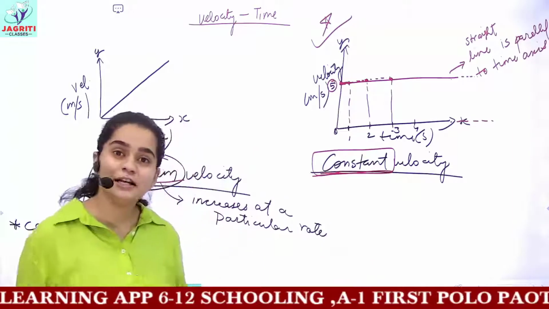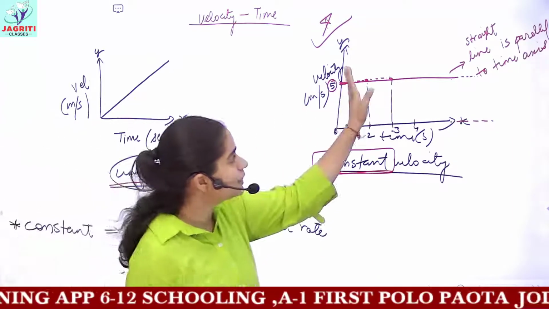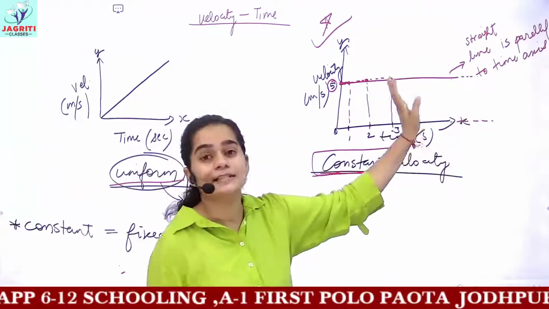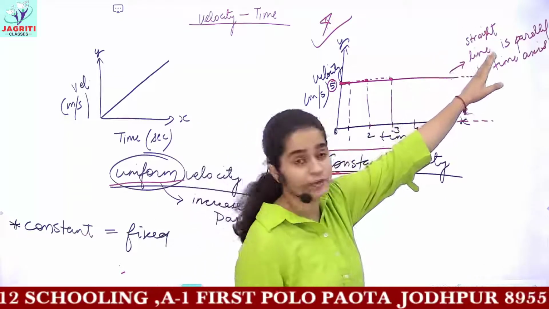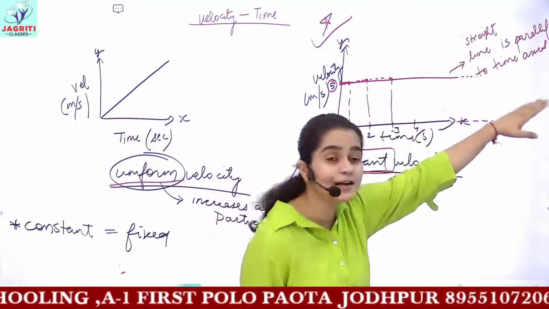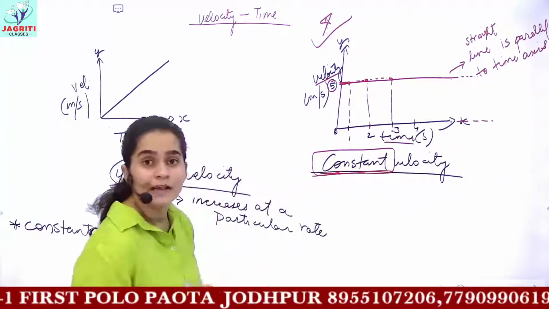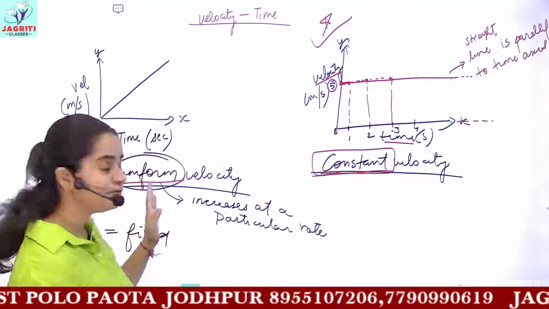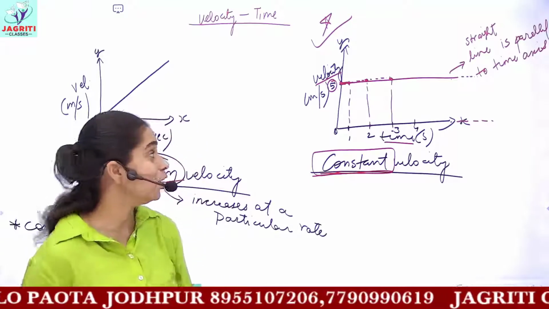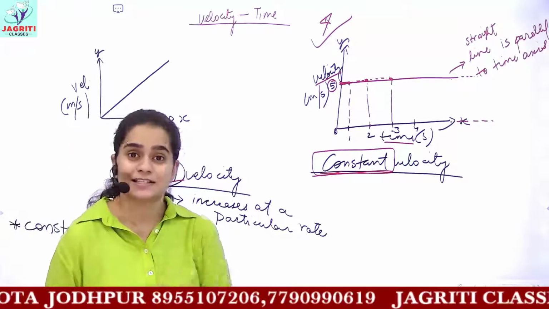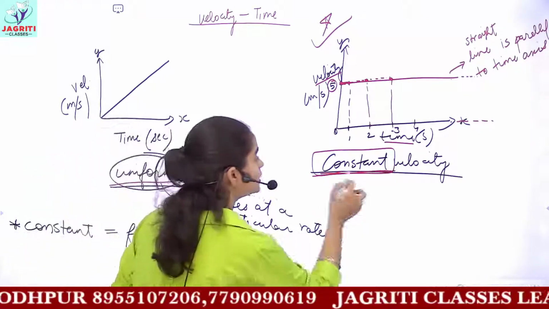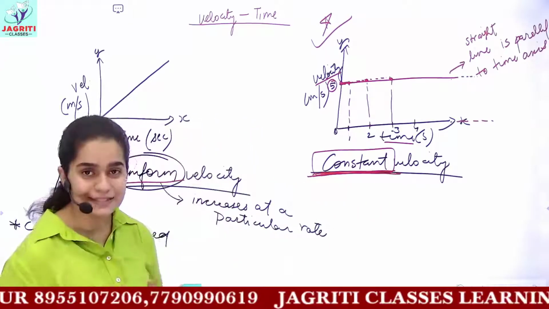Questions are also being asked that if the graph is given where the graph is a straight line parallel to the time axis and the graph is between velocity and time, so the object is moving with uniform velocity, non-uniform velocity, or what? Or the object is at rest. So you will say that the object is moving with constant velocity.